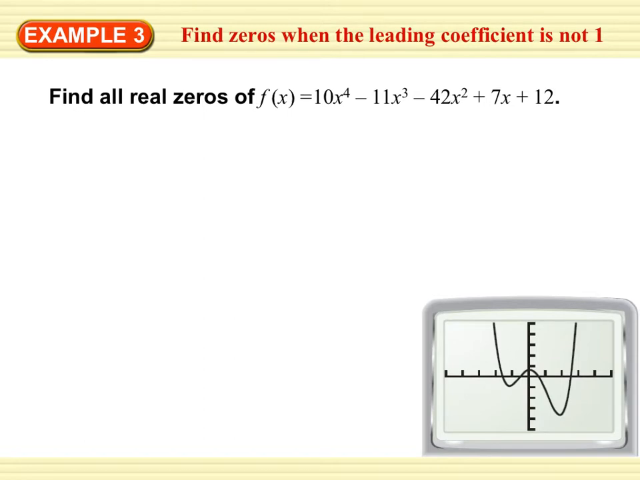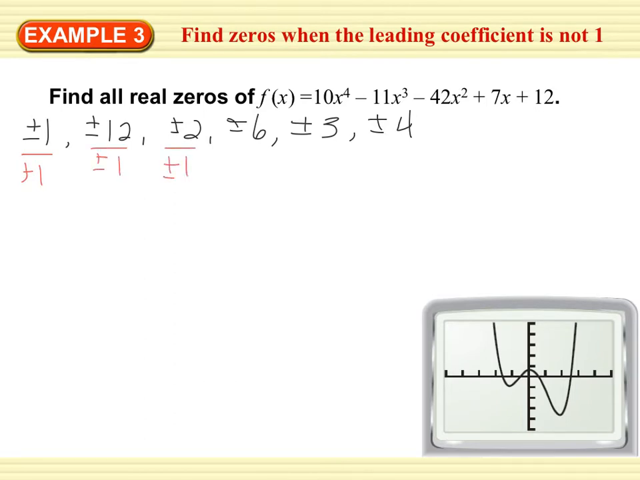Okay, let's look at the constant. I have 1 times 12, 2 times 6, and 3 times 4. I'm going to put that under the first option for 10, which is plus or minus 1. Oh, I don't have to do the pluses and the minuses. That'll save me some writing.